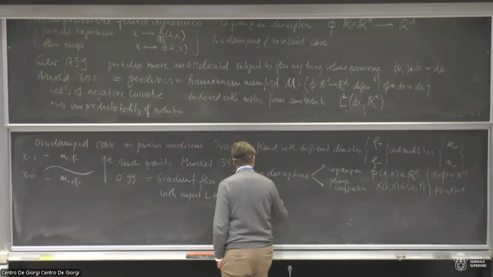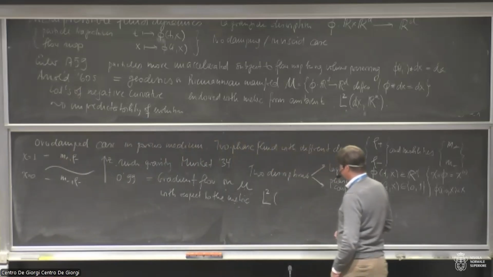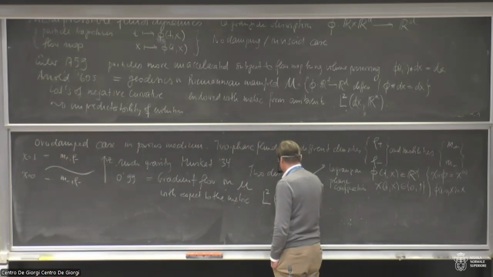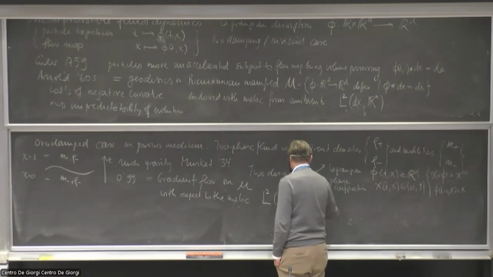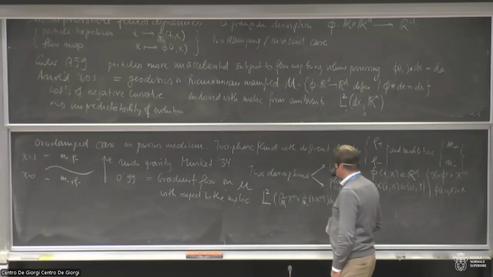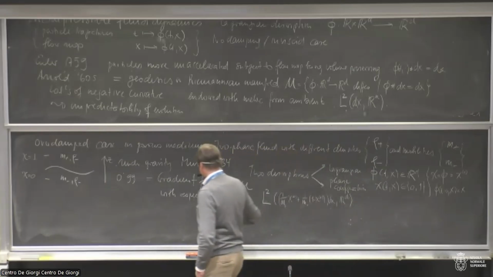So it's an L2 metric, but now the inner product is not the bare volume form, but it's 1 over m plus chi 0 plus 1 over m minus (1 minus chi 0) dx. So that defines the Riemannian structure.